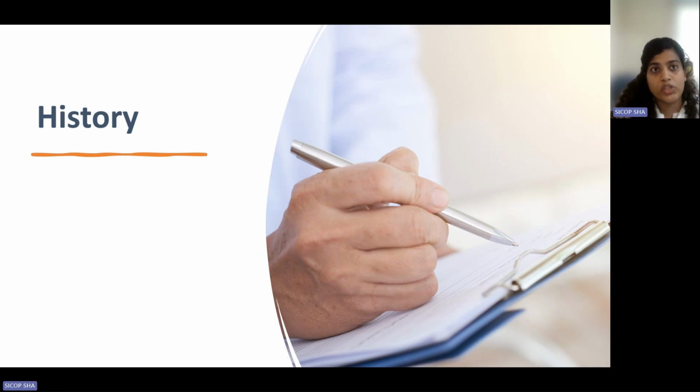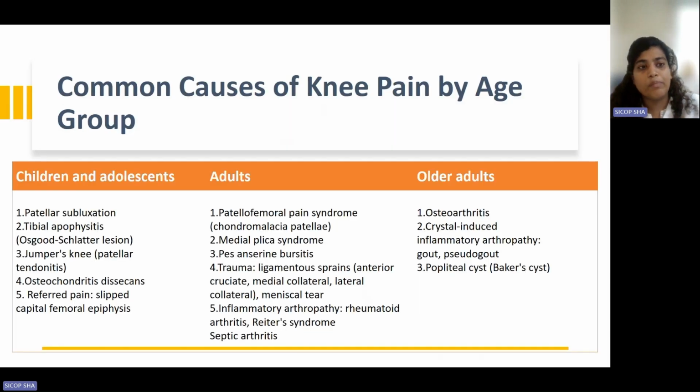Before doing the history, one of the most important parts that most physios miss is narrowing down the conditions according to the age group. The most common causes of knee pain by age group are in three groups on the slide: children and adolescents, adults, and older adults. When a child comes to you, you need to check for conditions like patellar subluxation, osteochondral lesion, patellar tendinitis, osteochondritis dissecans, and referred pain.